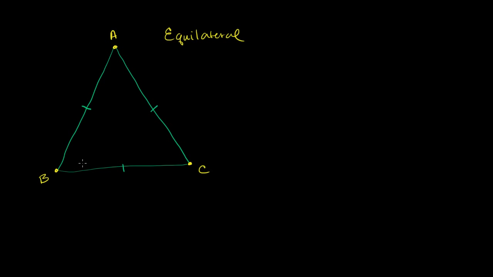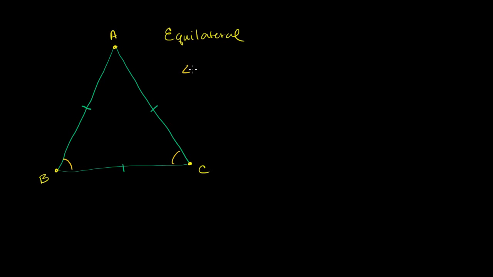So let's think how we can do this. Well, first of all, we know that AB is equal to AC. So let's just pretend that we don't even know that this also happens to be equal to BC. And we know for isosceles triangles, if two legs have the same length, then the base angles have the same measure. So let's write this down. We know that angle ABC is going to be congruent to angle ACB.